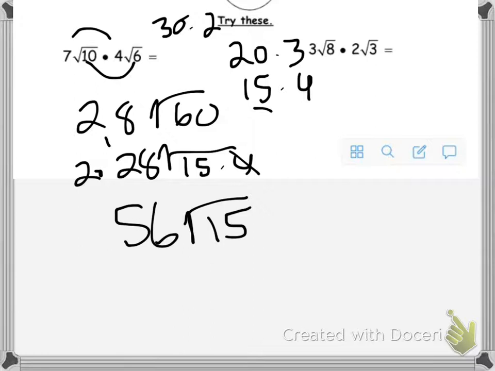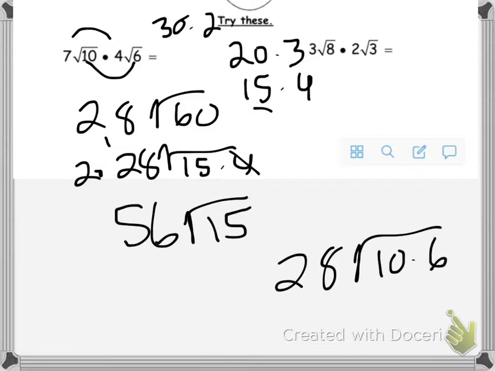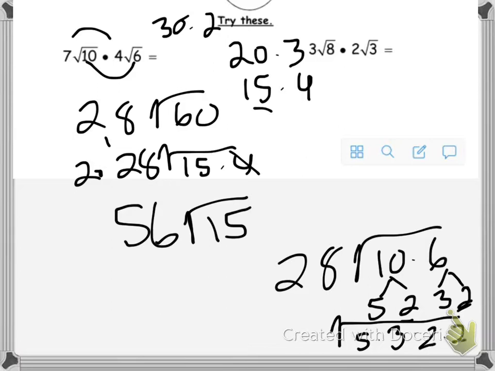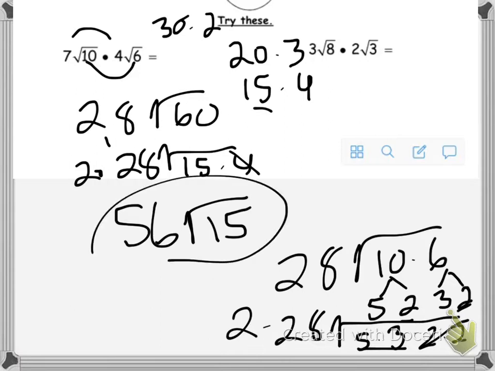Now we could have done it like this. We could have said 7 times 4 and still got 28. And then we could have said, okay, so now I've got 10 times 6 on the inside. And we know this is 5 and 2, 3 and 2. We have two 2's. So we put them back under there. 5 times 3, and then 2 times 2, we know 2 times 2 is 4, so we can pull that out. 28 times 2 is 56, and 5 times 3 is 15. So now we get the same exact solution.